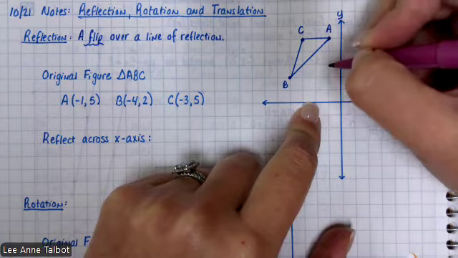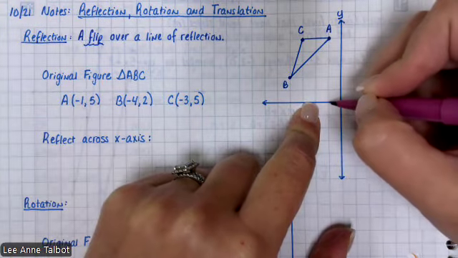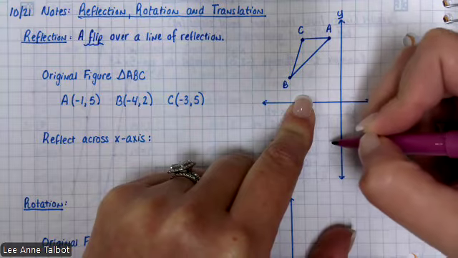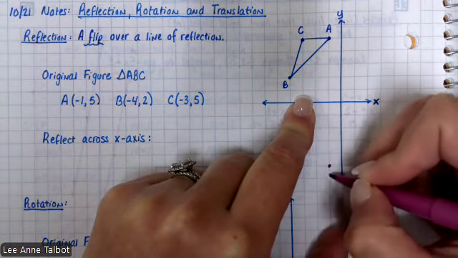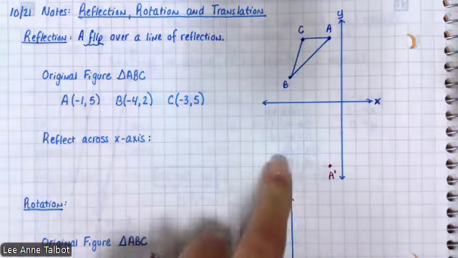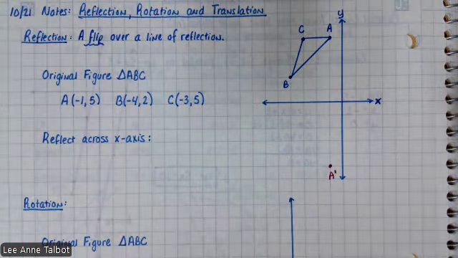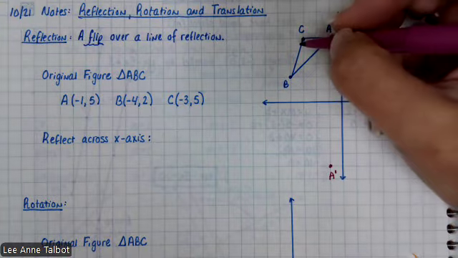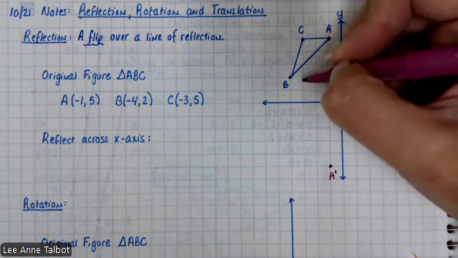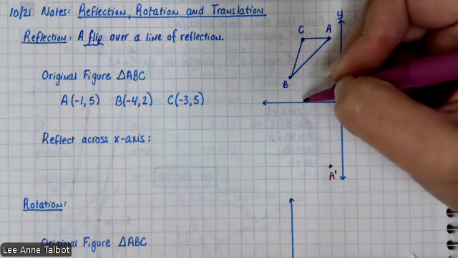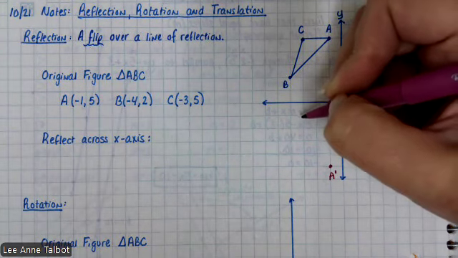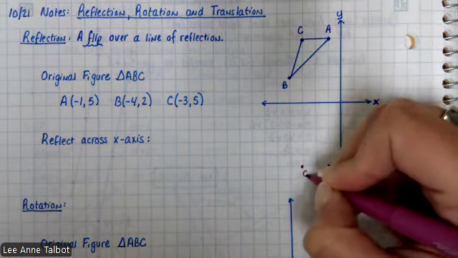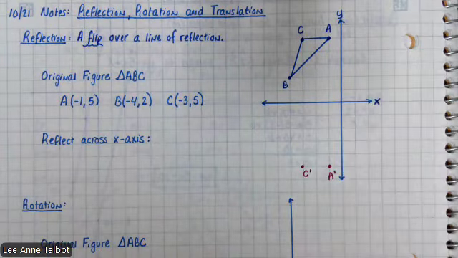So 1, 2, 3, 4, 5. So 5 boxes to the line of reflection. 1, 2, 3, 4, 5. And this point will be A prime. Now I go to C. 1, 2, 3, 4, 5 away from the line of reflection. 1, 2, 3, 4, 5. This becomes the dot C prime.